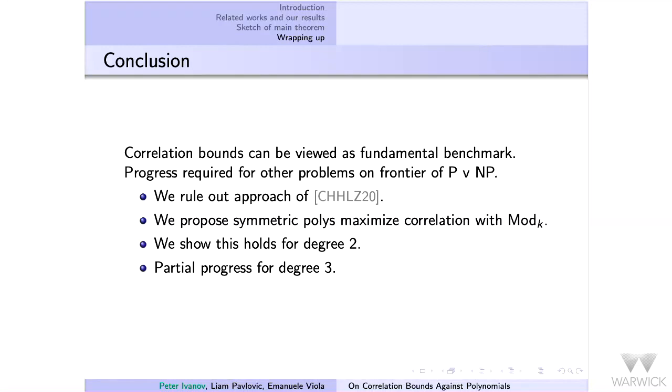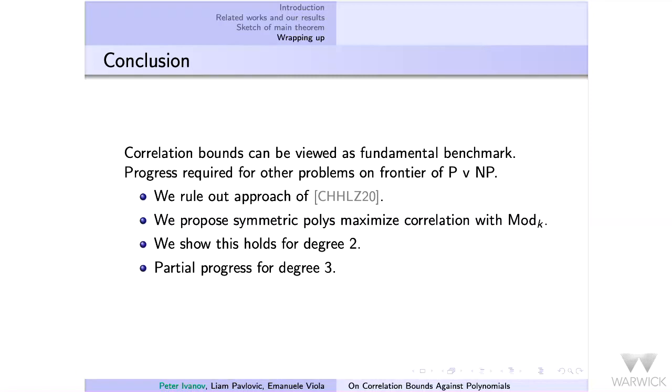Correlation bounds is a fundamental problem in its own right, but it also is very motivated because a lot of other problems reduce to proving new correlation bounds. Okay, and so for our first result, we rule out this nice approach of CH-HLZ, showing that we need to come up with new approaches.